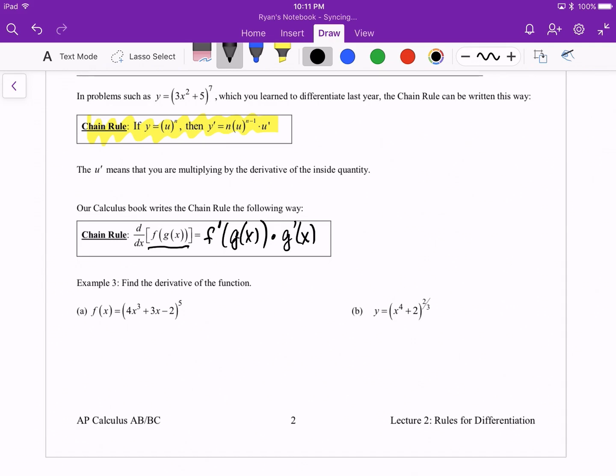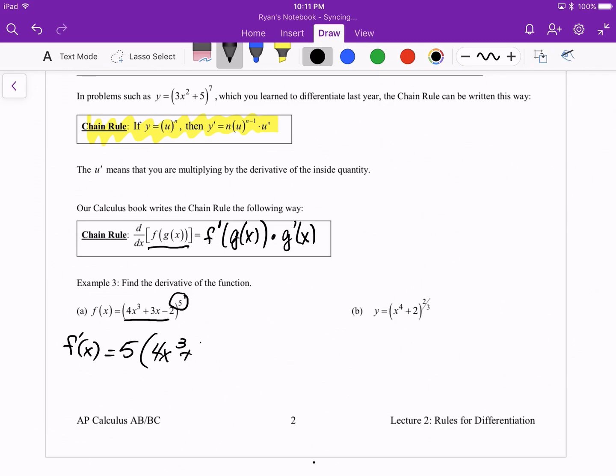Okay, so example 3, it says find the derivative of the function. We've got this 4x cubed plus 3x minus 2 inside of a function to the 5th power. Okay, so that's how I know that it's a chain rule problem. So I'm going to first of all start off by taking the derivative of the outside function, which is the 5th. So I'm going to take the 5 and I'm going to move it in front. I am going to rewrite the inside just the way that I see it.